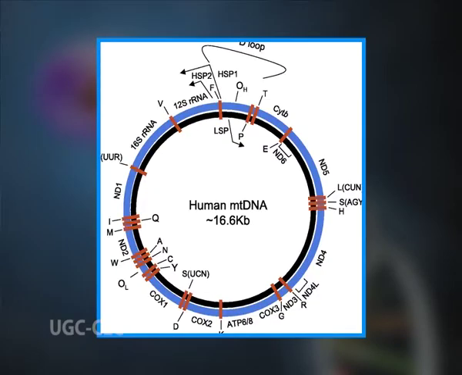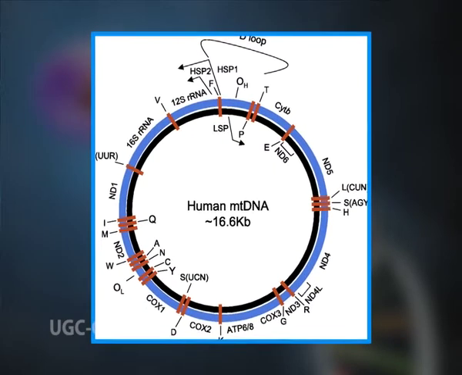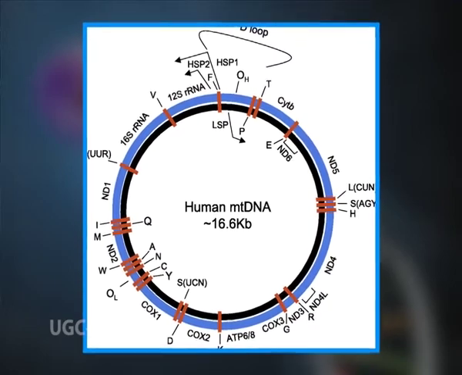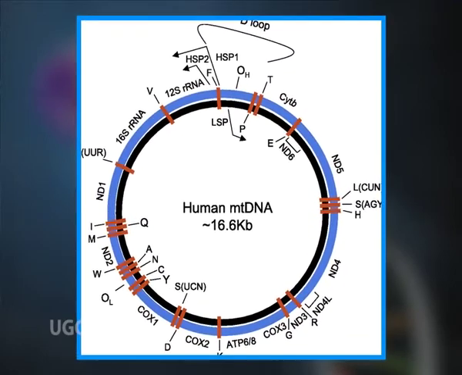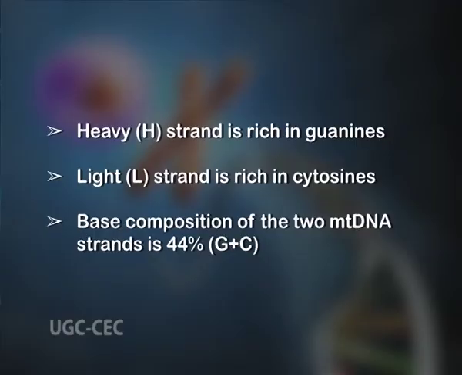The human mitochondrial genome is composed of a single circular double-stranded DNA which is 16.6 kilobases in length. The two mitochondrial DNA strands have different base composition. The heavy H strand is rich in guanines, but the light L strand is rich in cytosines, and overall base composition of the two mitochondrial strands is 44% G plus C.